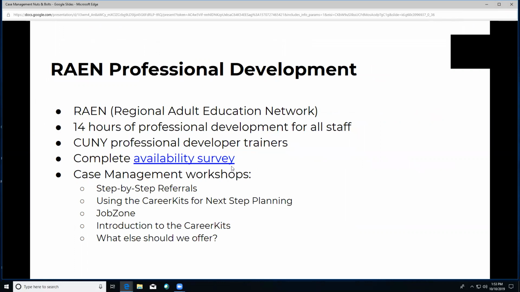RAIN professional development. So all staff are required to have 14 hours of professional development. The RAIN is a regional adult education network. This is, among other things, the training arm of the New York State Education Department. So the professional development that staff do has to go through the RAIN. So it means that, unfortunately, if you found this amazing workshop that you want to take somewhere else, it's probably not going to count toward your 14 hours.